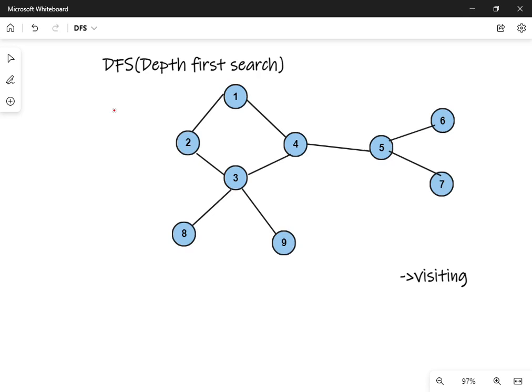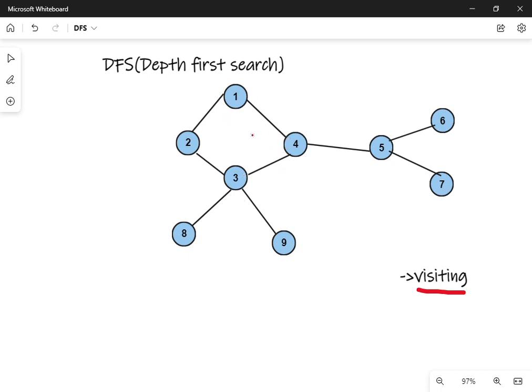DFS is also known as depth first search and depth first traversal. It's quite similar to BFS because there's a visiting phenomena present in it. What is meant by visiting? I told you before in our previous video that visiting means we have to visit all the vertices of our given tree at least once.